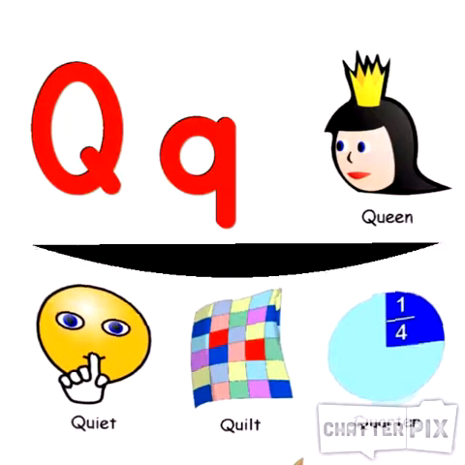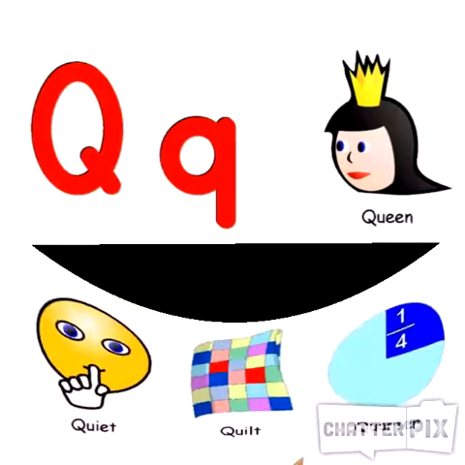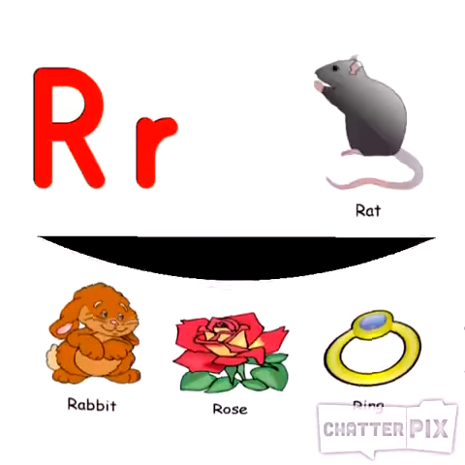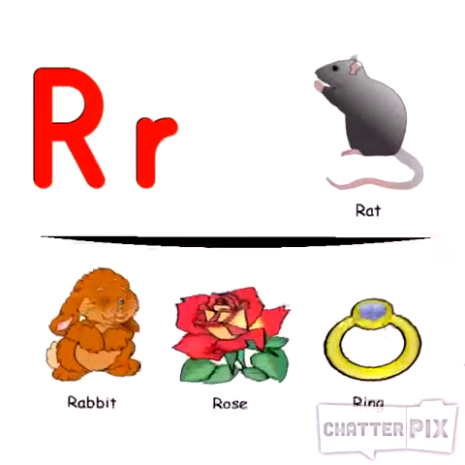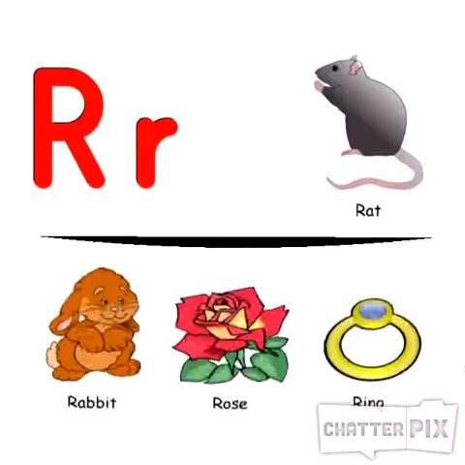Qua. Queen Qua. Quiet Qua. Quilt Qua. Quarter Qua. Now next letter is letter R and sound of letter R is R.